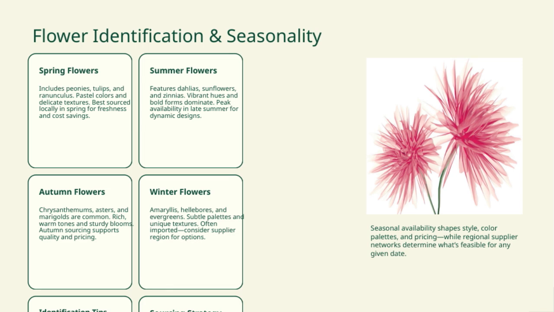Finally, spring flowers like peonies, tulips, and ranunculus are characterized by pastel colors and delicate textures. It's best to source these locally in spring to ensure freshness and save on costs. Understanding flower identification and seasonality helps us select the right blooms at the right time, which is essential for creating beautiful, timely arrangements that reflect the season and region.